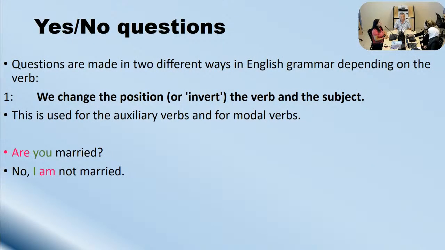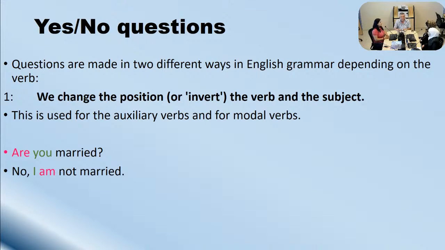Yes/no questions are made in two different ways in English grammar, depending on the verb. First, we change the position, or invert the verb and the subject. Before you continue, I just want to tell the students, we are explaining yes/no questions to help you get to WH questions. Let's call it a first step. The first step of making a question is to make a yes/no question, then you delete the thing you want to ask about and put a question word at the beginning of the question. But in the exam, you need to write WH word questions in the dialogue.